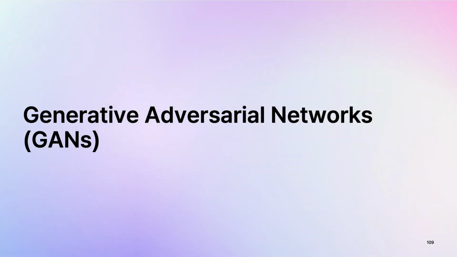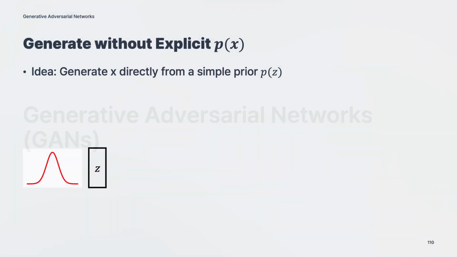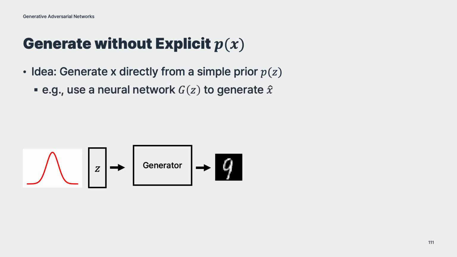In the final section, we'll look at generative adversarial networks, an example of an implicit generative model which does not explicitly model P of x. Unlike VAEs, we don't define a likelihood function. Instead, we start with a simple latent distribution Z, typically a standard Gaussian. Then we use a neural network G, the generator, to map Z into a generated image.